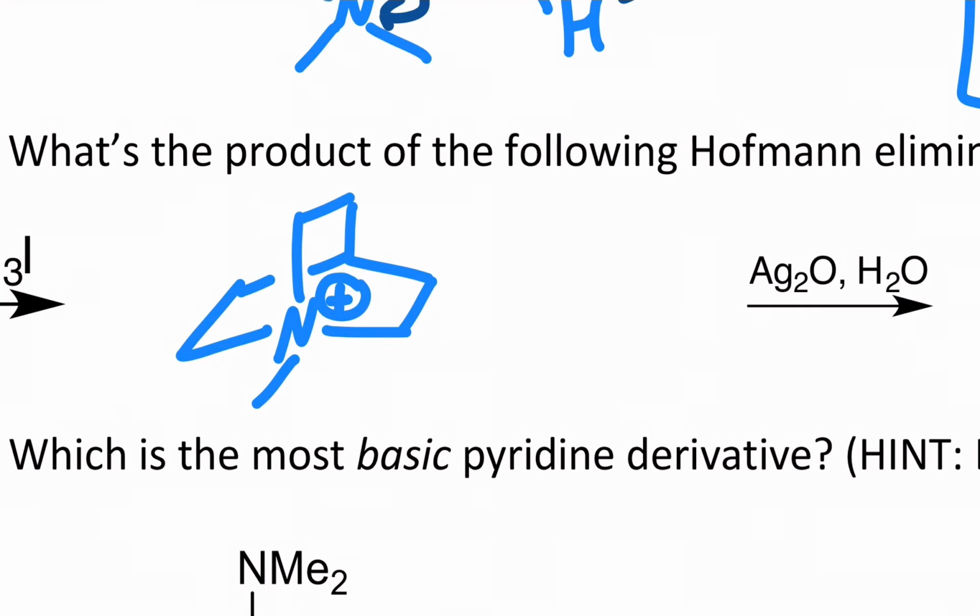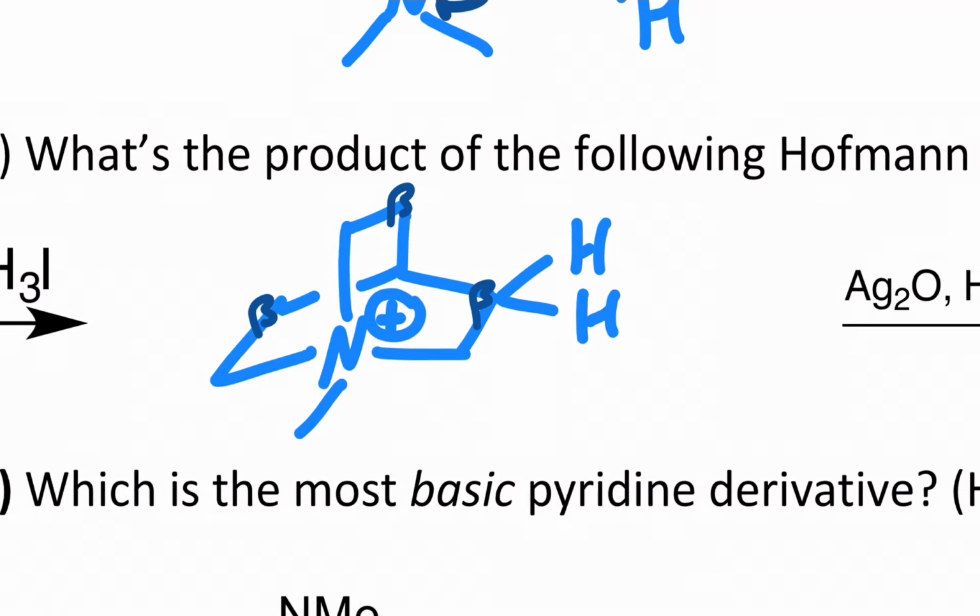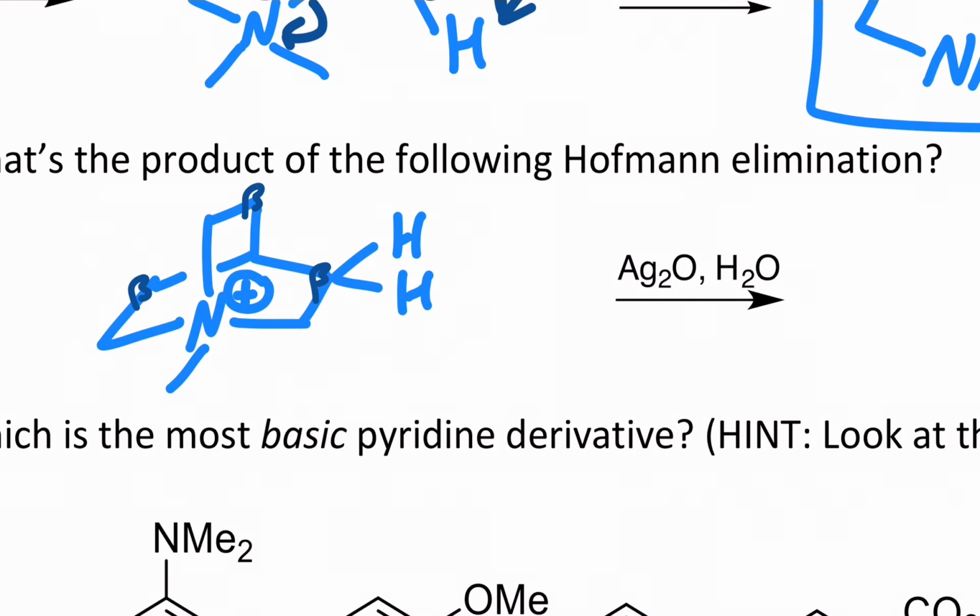Now, under the Hofmann elimination, we lose a beta hydrogen. Where are the beta hydrogens? Well, there's a beta carbon here, here, and here, which, if you look at this molecule by symmetry, they're all exactly the same. So any of those positions are viable for losing a hydrogen. They're all the same, it turns out.